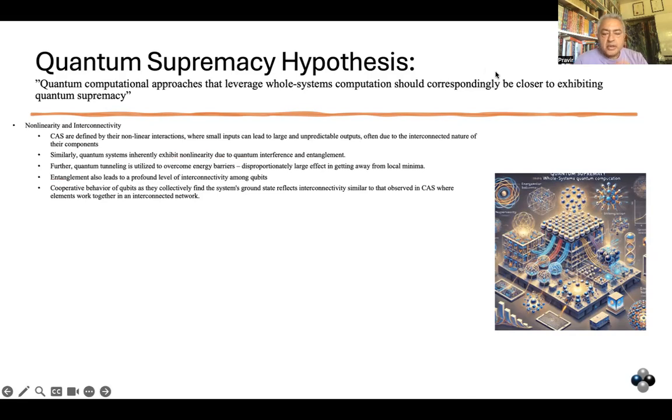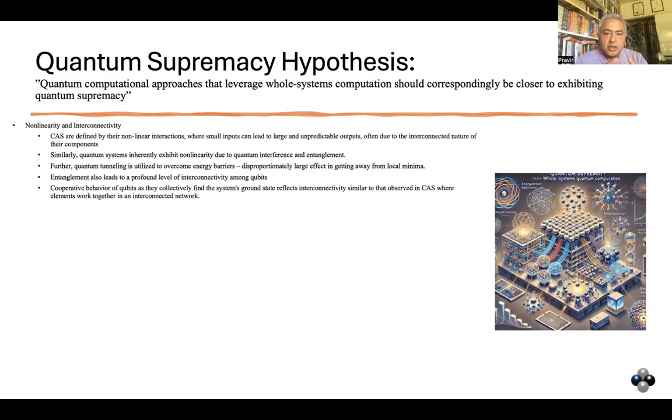So we know that in all quantum systems, whether they're gate-based or whole systems-based, there's a degree of nonlinearity and interconnectivity, and that's just the nature of quantum phenomena. But what's being suggested in this quantum supremacy hypothesis is that because a whole systems computation is involving many qubits or all qubits simultaneously, there's a threshold level that is crossed by which some of the CAS principles that we had been introduced to earlier operate more abundantly.